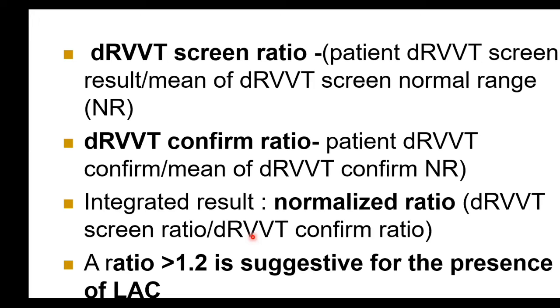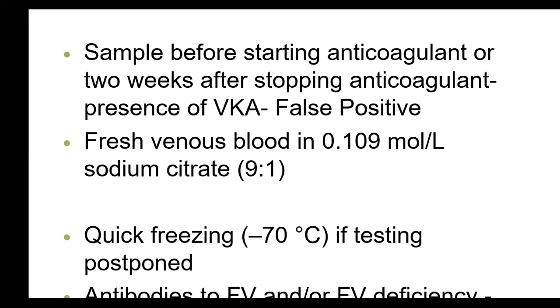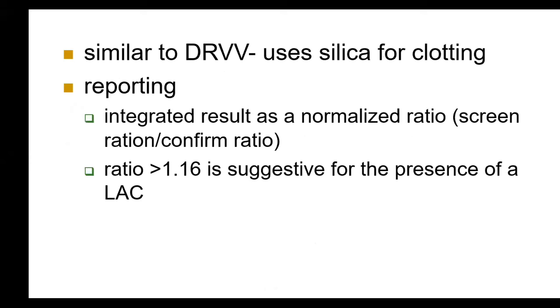Then there are other methods also which are available. But before that, some precautions. The sample should be taken before anticoagulation is started or 2 weeks after stopping anticoagulation, because vitamin K antagonists give a false positive result as they increase the clotting time of any clotting-based assay. And factor V Leiden mutation or factor V deficiency may interfere in the test.